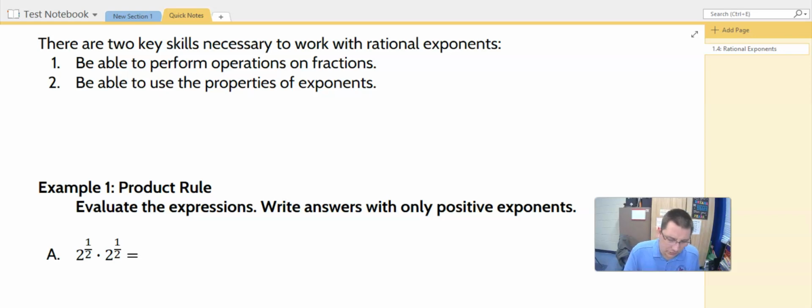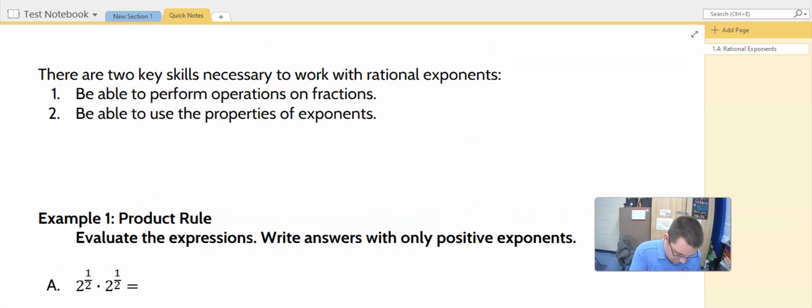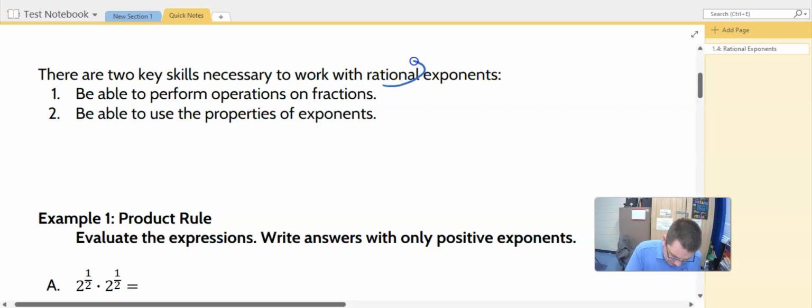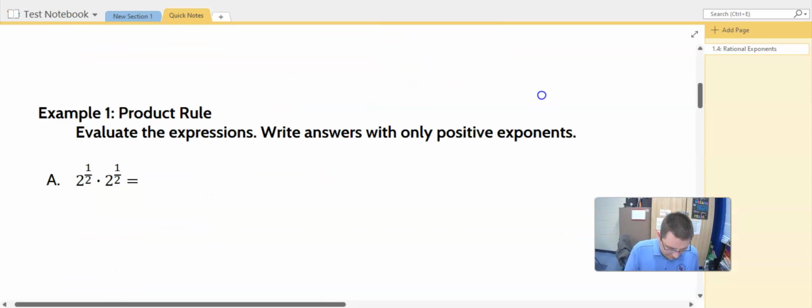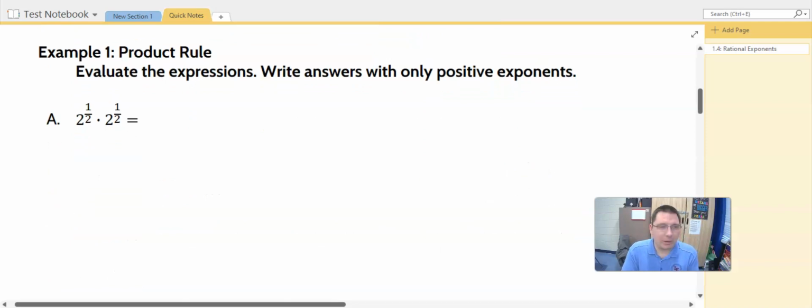And that word rational, again, remember that word rational means that we are talking about fractional, right? Because remember the word ratio is a number that's written as a fraction, right? And so fractional exponents. And so looking at example 1a, we want to be able to evaluate these expressions and write them with only positive exponents.